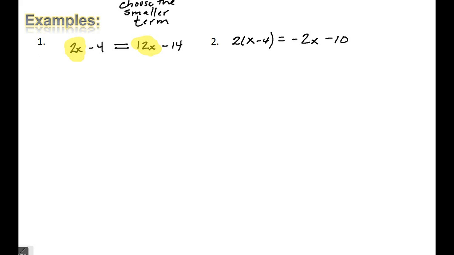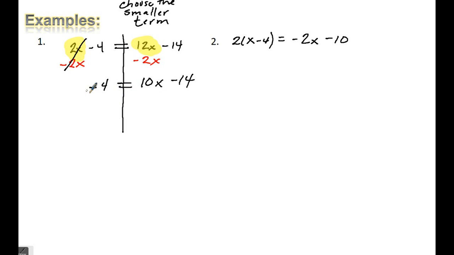So we're going to subtract 2x on both sides. The 2x is going to cancel, and I'm left with negative 4 equals 12x minus 2x, which is 10x, minus 14. If you choose the smaller term, you avoid a lot of negative x's. A lot of students have trouble with a negative variable, and they don't know what to do. So choose the smaller term. Between 2x and 12x, 2x was the smaller term, therefore I subtract the smaller term.